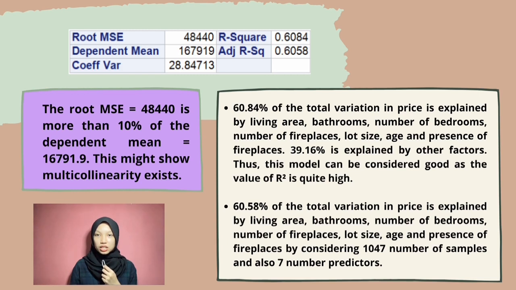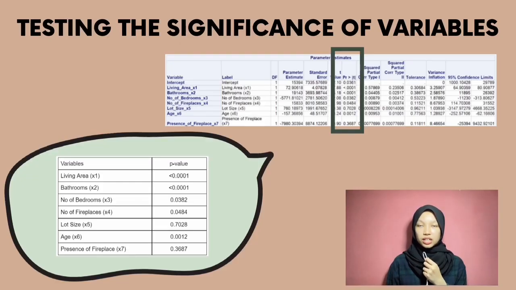60.58% of the total variation in price is explained by all the predictors by considering 1047 samples and also 7 predictors. For testing the significance of variables, the variable is significant if the p-value is less than 0.05. So, living area, bathrooms, number of bedrooms, number of fireplaces and also age are significant, while lot size and also presence of fireplace are not significant, so they should be dropped for the next step of analysis.